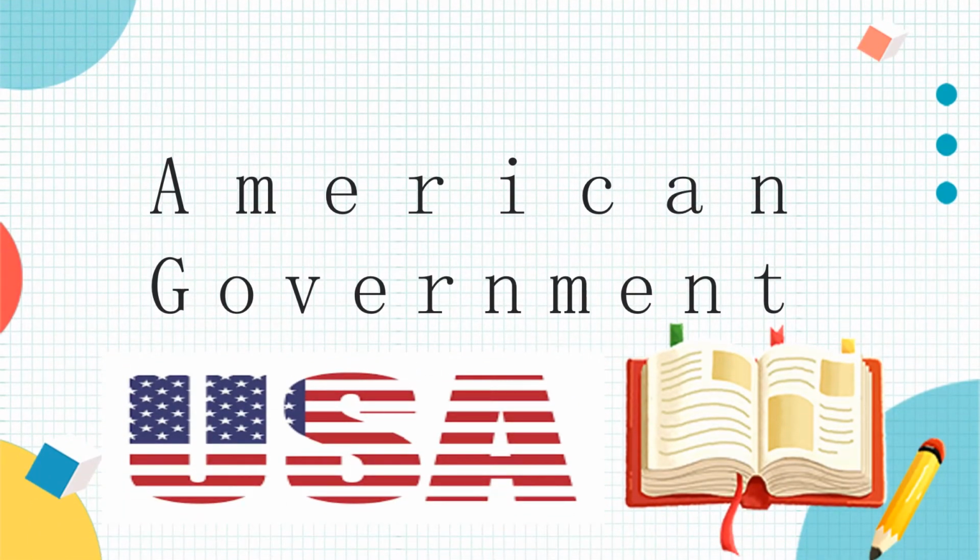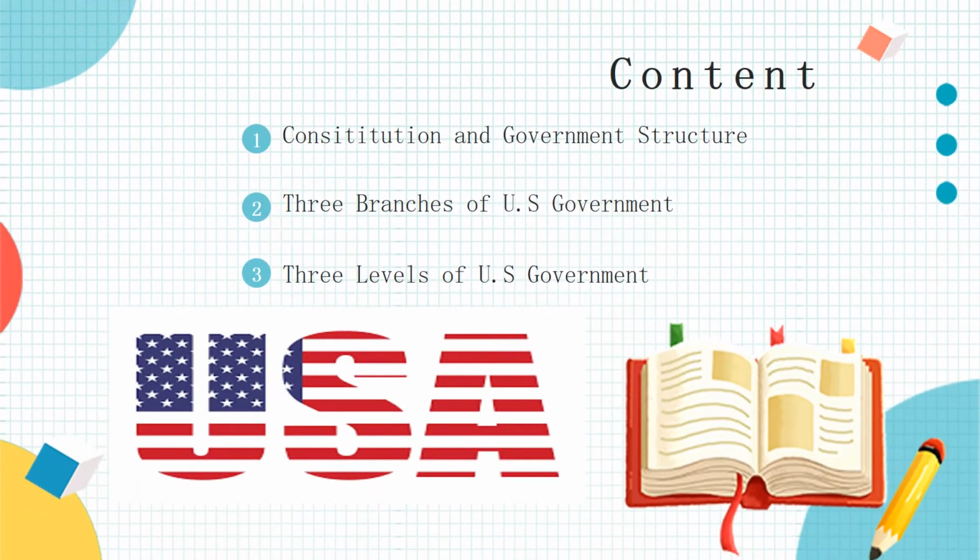Hello, today I'd like to talk about the structure of American government and how the parts work together. My presentation has three major parts. First, constitution and government structure. Second, three branches of US government. Third, three levels of US government.